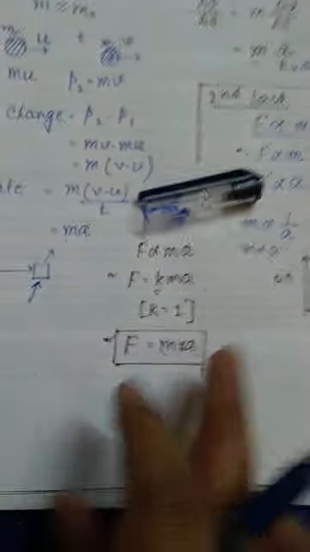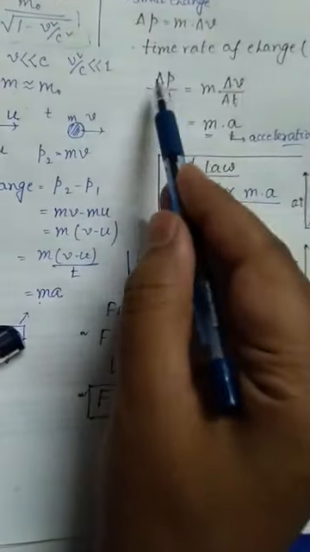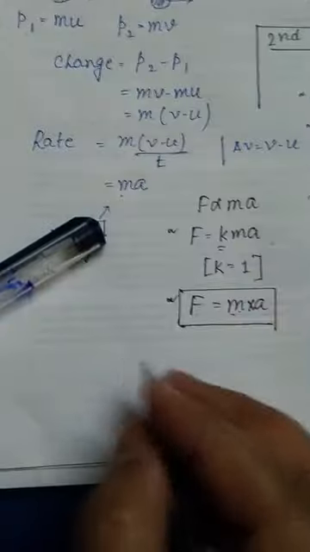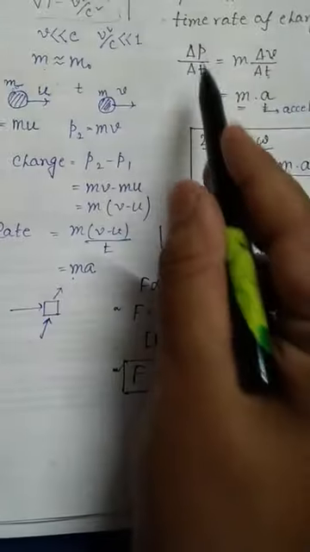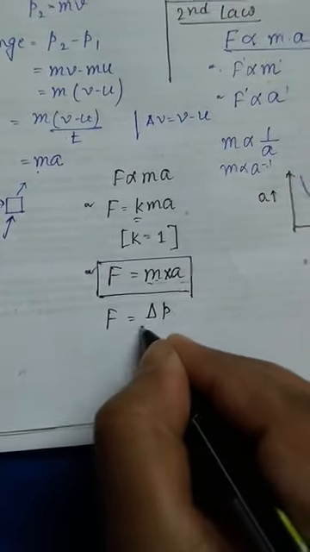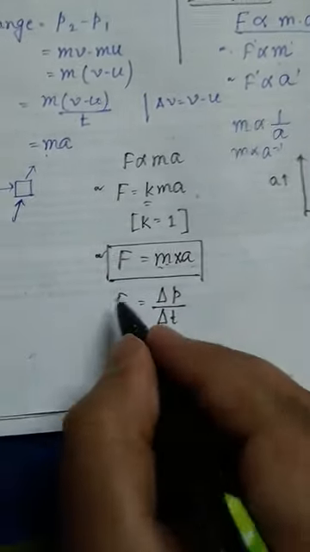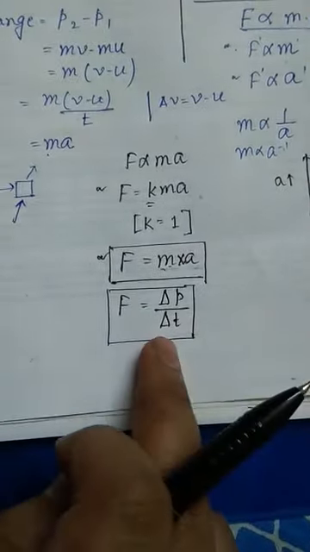From here we can get another relation. Basically m into a equal to delta p by delta t. So we can write another form here: F equal to delta p by delta t, that is, force equal to rate of change of momentum.